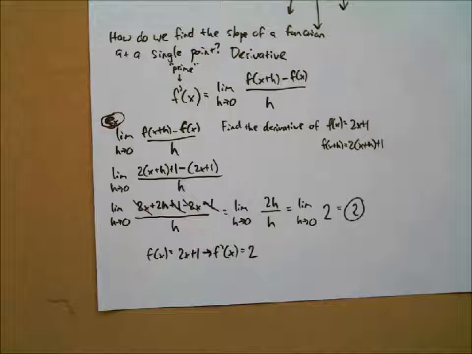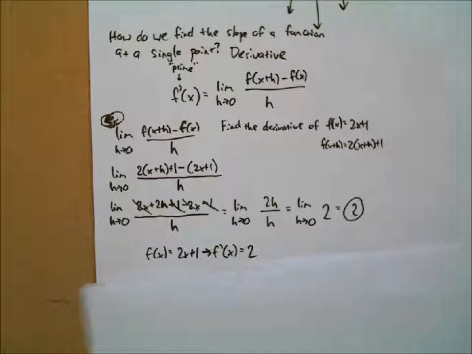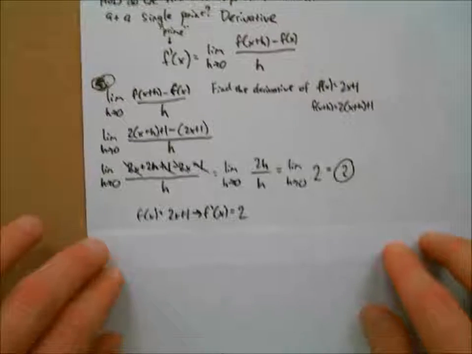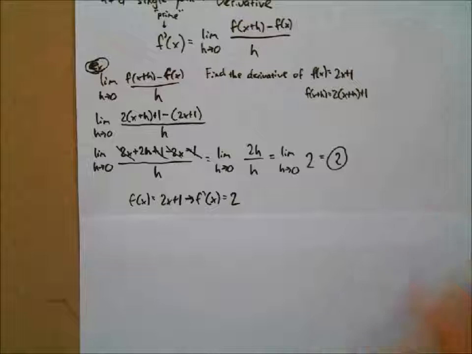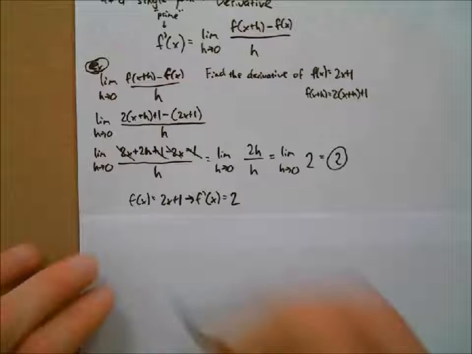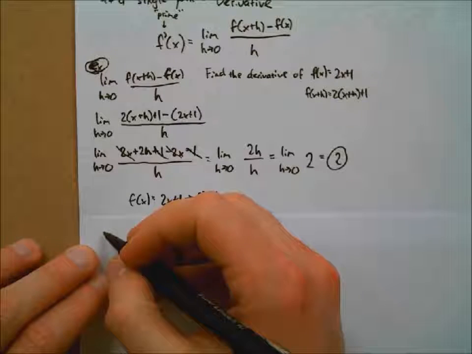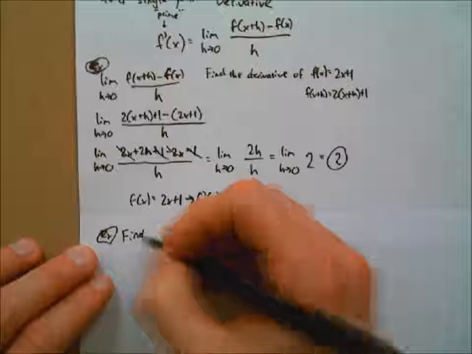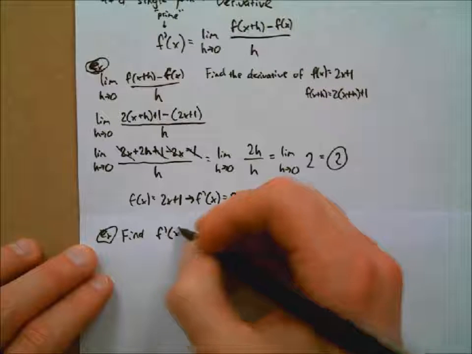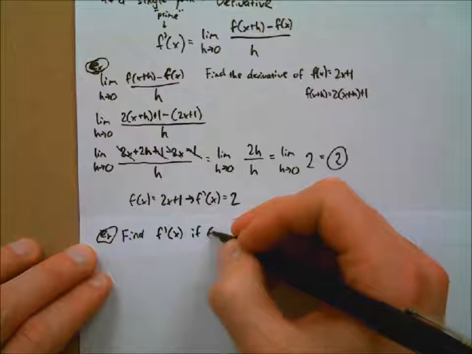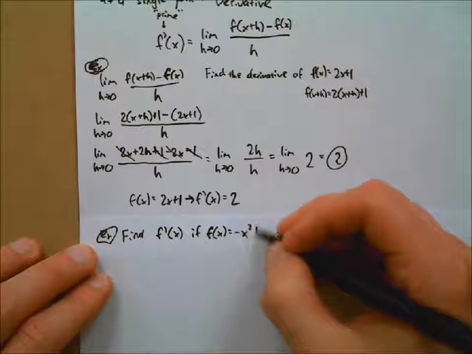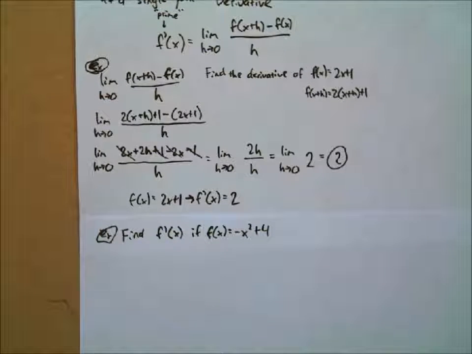All right, so now let's take the derivative of something more interesting. Something whose derivative we don't already know. Something that Algebra 1 students couldn't do, or wouldn't know off the bat. All right, so then let's find the derivative. Find f prime of x if f of x equals negative x squared plus 4.